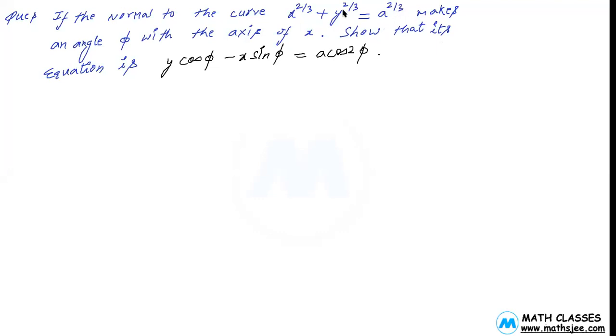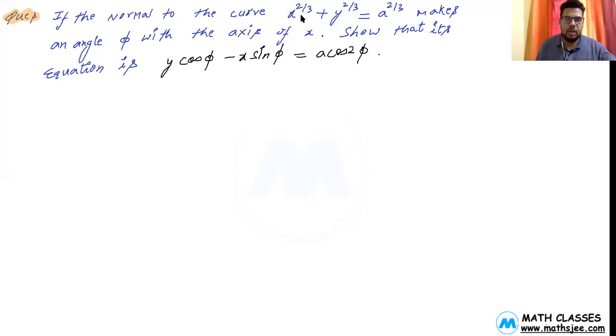If the normal to the curve x raised to the power 2 by 3 plus y raised to the power 2 by 3 makes an angle phi with the axis of x, show that its equation is... So basically we have to find the equation of this normal. In this one, we have x raised to the power 2 by 3 and y raised to the power 2 by 3. So the parametric form is somewhat like the previous question: we can assume x to be a cos cube theta and y equals a sin cube theta.